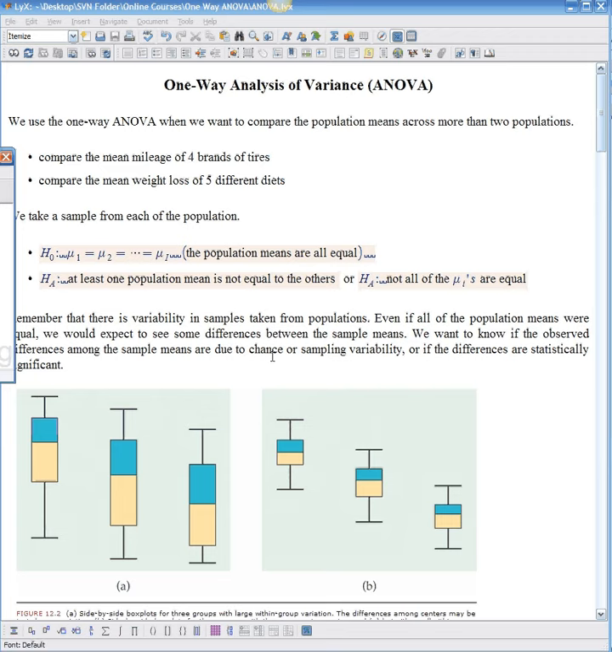Okay, so let's talk about ANOVA. This is one-way analysis of variance. And we're going to use one-way ANOVA when we want to compare the population means across more than two populations. When we only had two populations, we could use a z-test or a t-test.